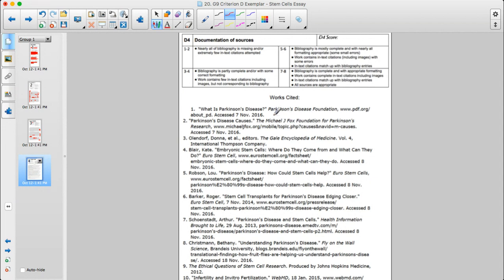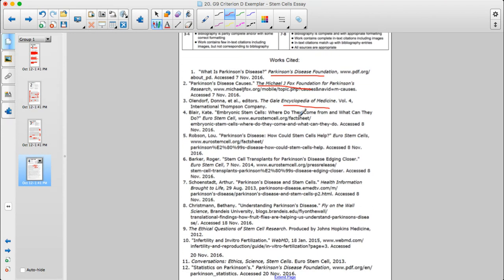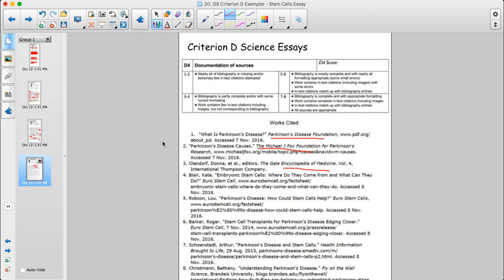And also, if you look at the quality of the sources, this isn't Wikipedia for everything. This is coming from encyclopedias of medicine, Parkinson's Disease Foundation. So different types of sources, mainly all online, but more reputable sources than just your average sort of Wikipedia.